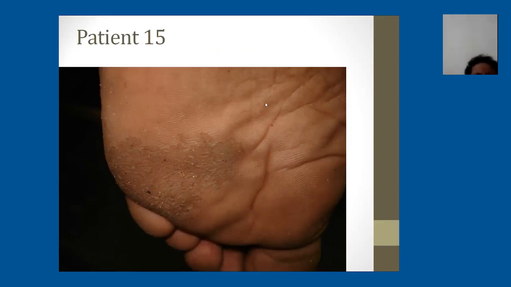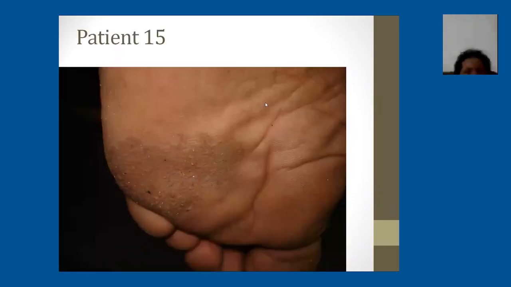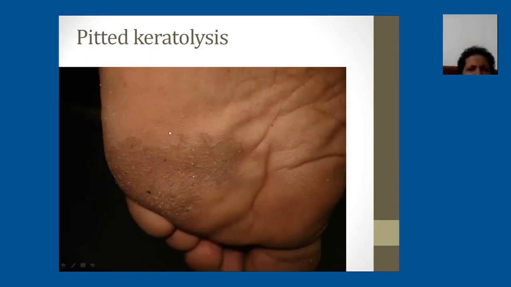So this is a patient, the rash on the sole, a 13-year-old, bilateral soles are involved, asymptomatic rash. So what do you see? You can see the normal dermatoglyphics or the fingerprint or toe print marks are destroyed. It's lysed. You can see the skin has kind of thinned out. So what is this? This is called pitted keratolysis.